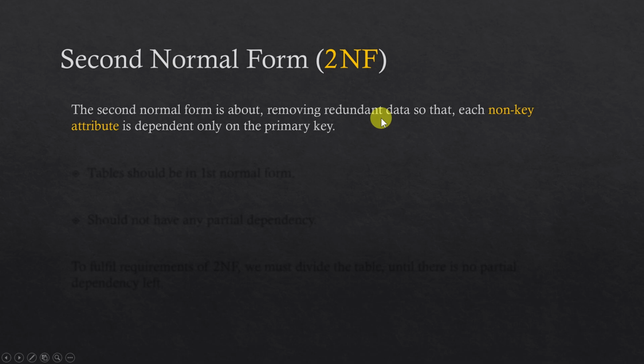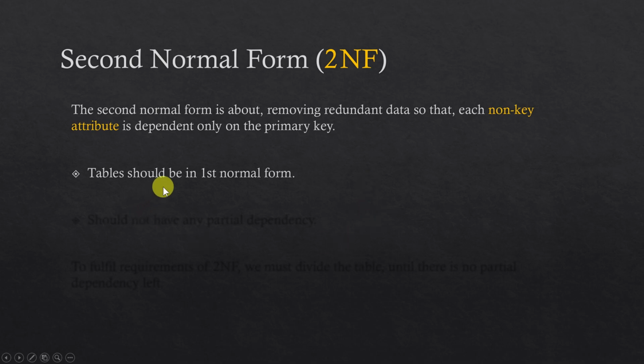The second normal form is about removing redundant data so that each non-key attribute is dependent only on the primary key. This means that a non-key attribute is a column that is not a primary key and that is not a foreign key. So it is not any kind of key. It is called a non-key attribute, or we can say columns should only depend on the primary key.